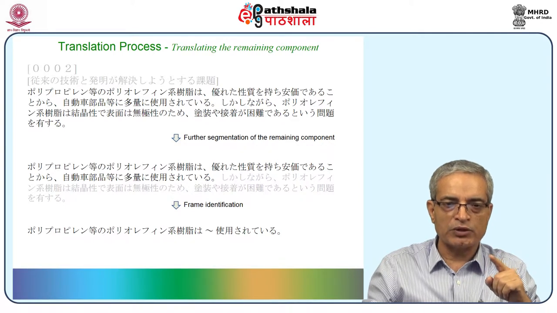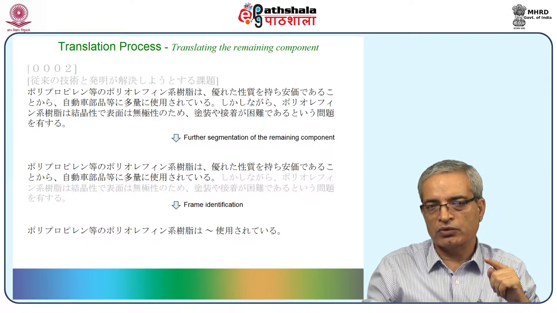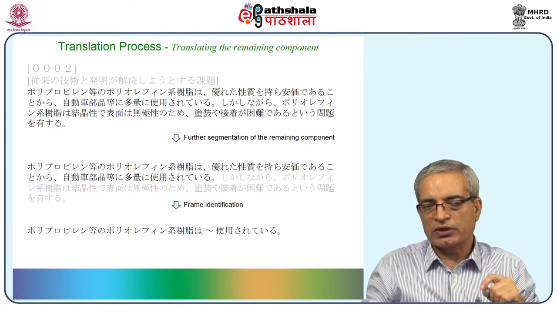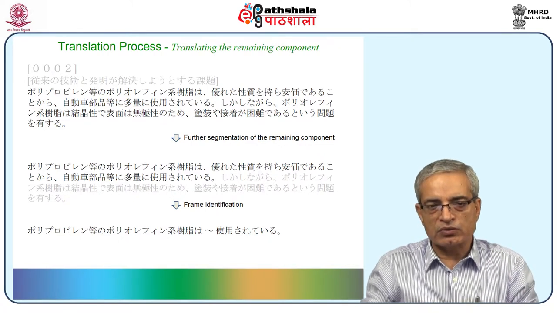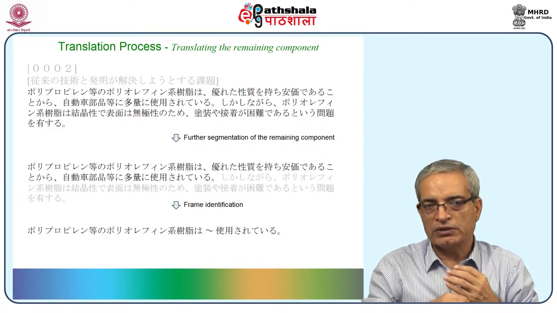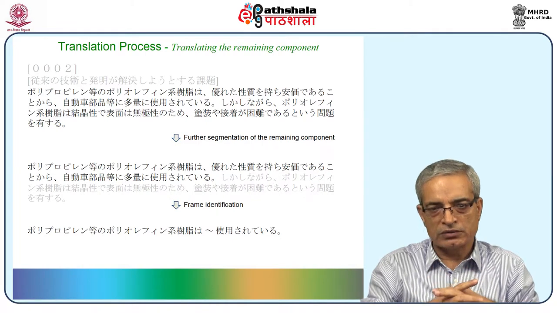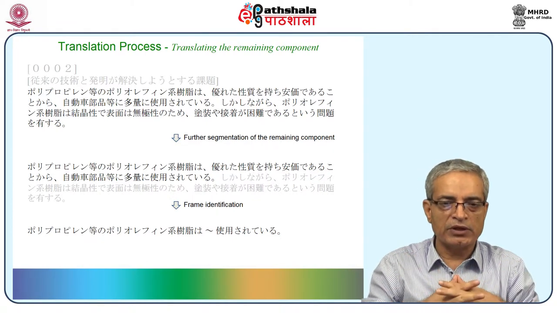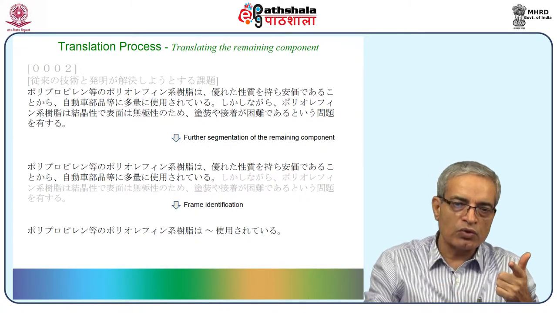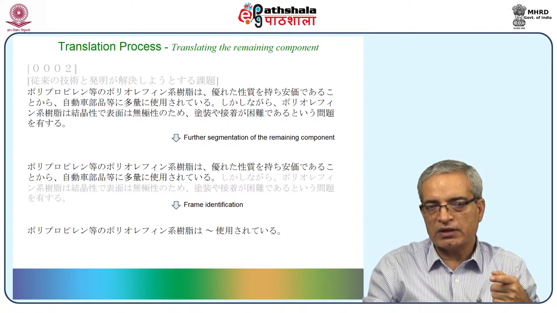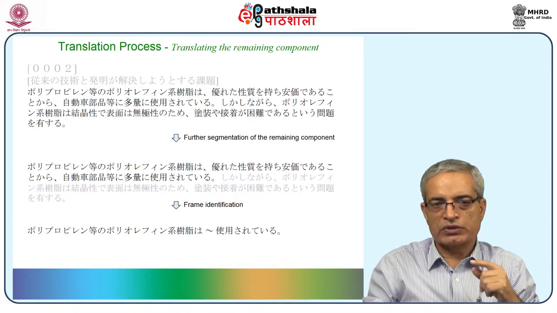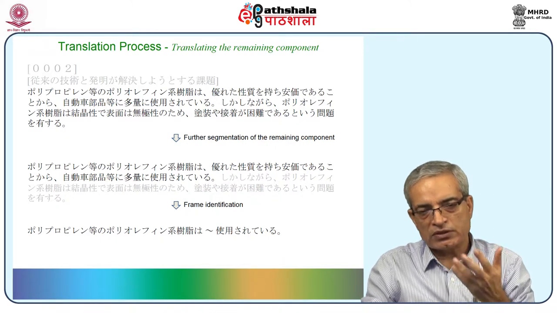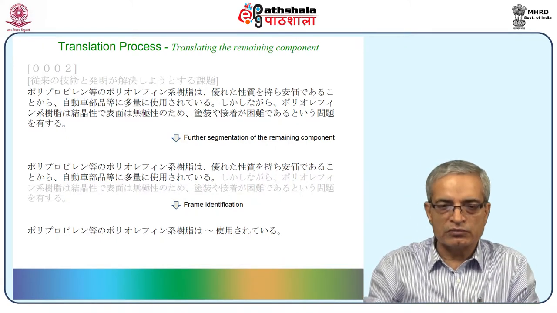it comes as poriporopiren to no poriorefin-kei jushi wa sugureta seishitsu o mochi anka de aru koto kara jidosha buhin to ni taryo ni shiyo sareteiru. So this is a simple sentence. So if we simplify it further, it will be something to no poriorefin-kei jushi wa something shiyo sareteiru. Something ni shiyo sareteiru, something no tame ni shiyo sareteiru, anything is possible.